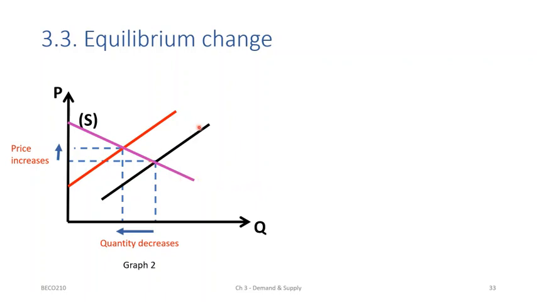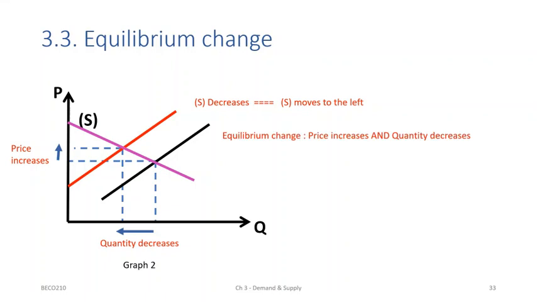In this case, the supply decreases, it moves to the left. The old equilibrium, the new equilibrium. As you can see, the quantity at equilibrium decreased, the price at equilibrium increased. Also note that the demand here and in the previous slide did not change.